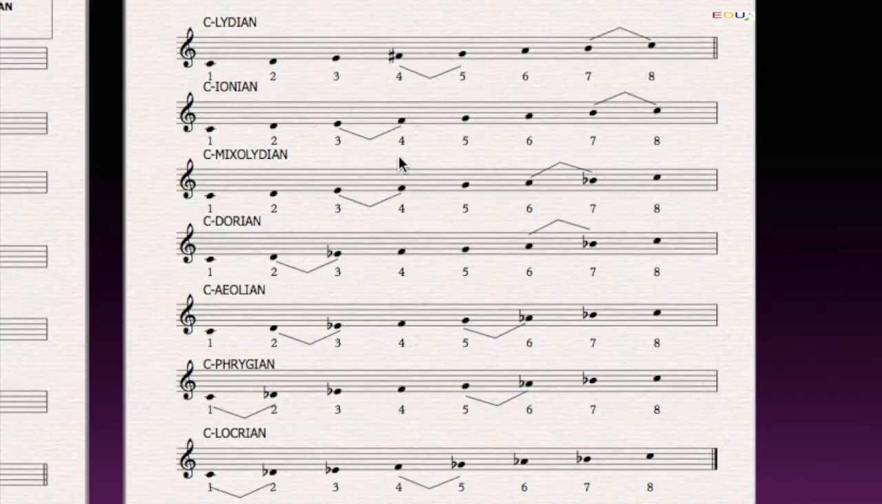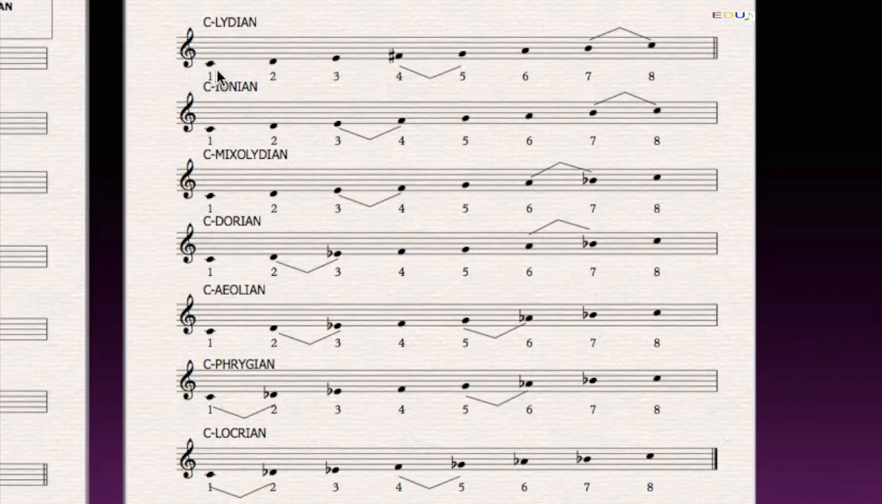Most of these tetrachords span a perfect fourth, like from C to F and from G to C. Lydian, for example, spans an augmented fourth and a perfect fourth. So does Locrian here. This is an augmented fourth as well. But let's say for now we split all the modes into two forms of tetrachords.